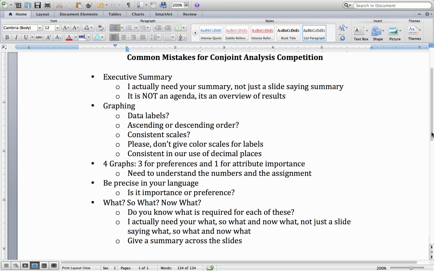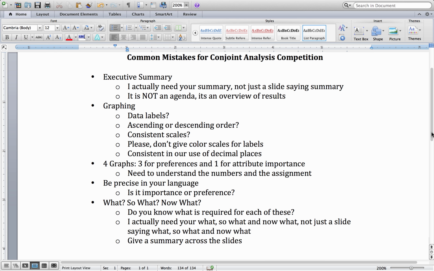This is where consistent scales is really important. When you're graphing across levels, we need consistent scales. So if it's the prices or the delivery times or the brands of pizza, those should all have been on a consistent scale of, say, negative 60 to 60. So a lot of problems with that. Probably the most common mistake is that one right there.